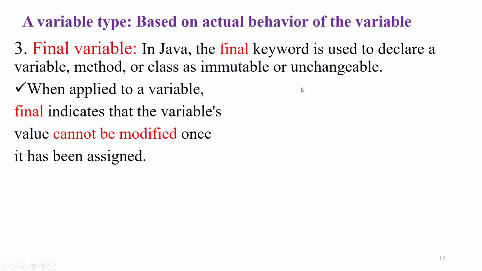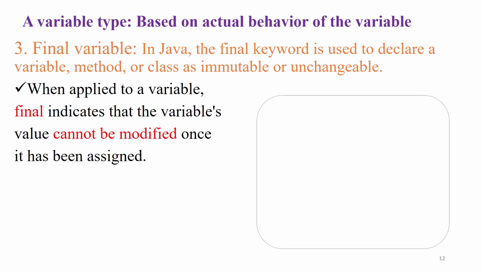The third type of variables are final variables. In Java, the final keyword is used to declare a variable, method, or class as immutable or unchangeable. When applied to a variable, final indicates that the variable's value cannot be modified once it has been assigned.